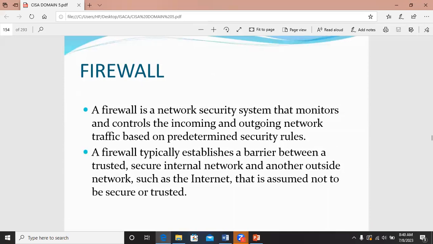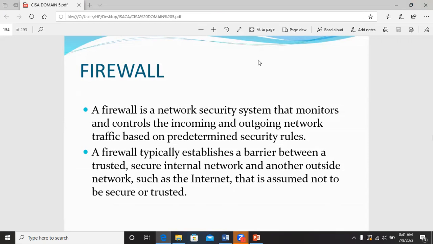So let's talk about firewall. If you have questions, please post your questions.